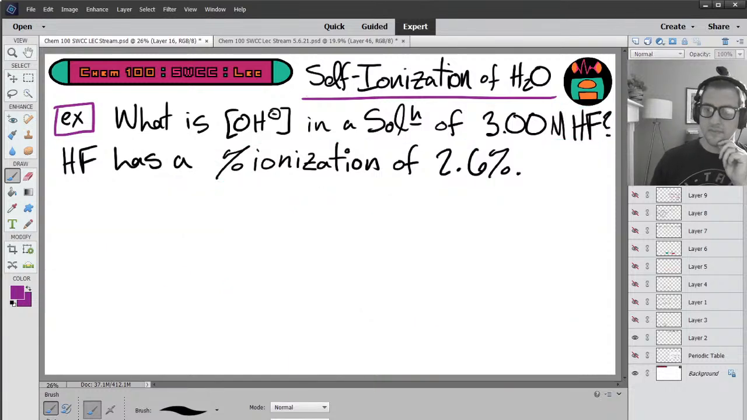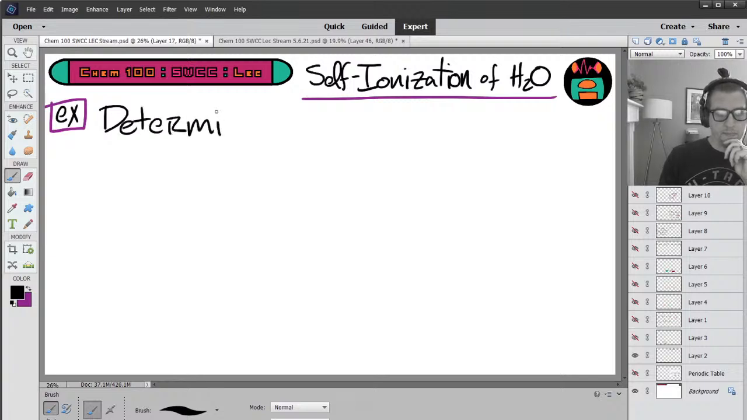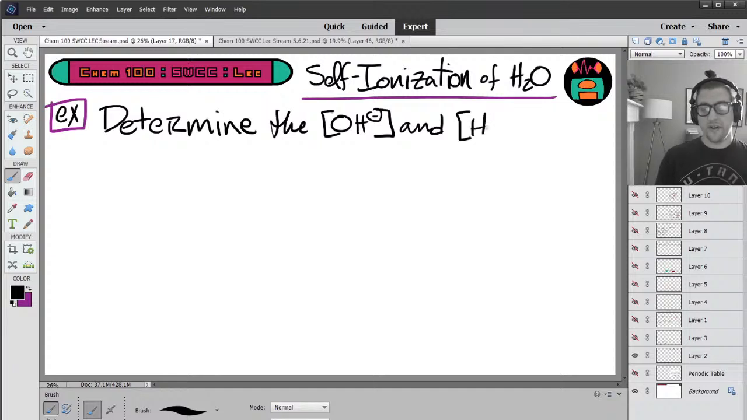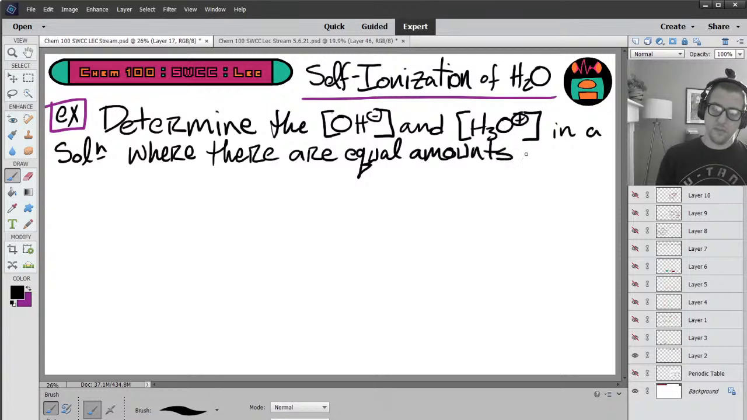Let's do another example. Determine the concentration of hydroxide and the concentration of hydronium in a solution where there are equal amounts of both.